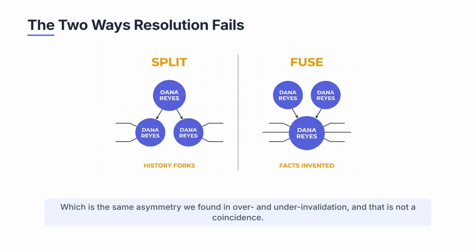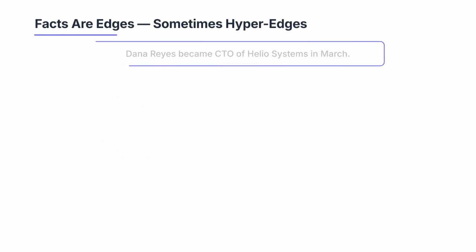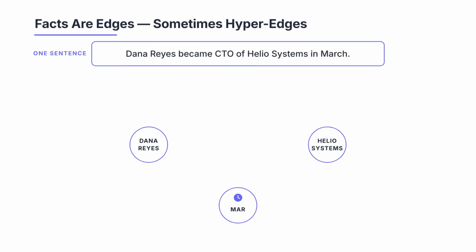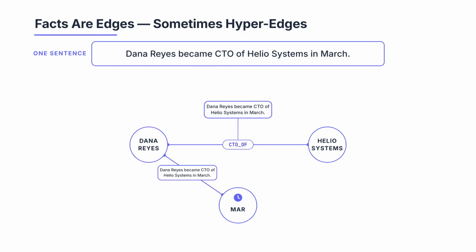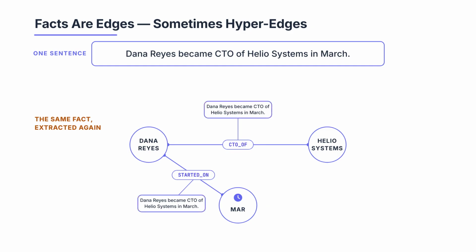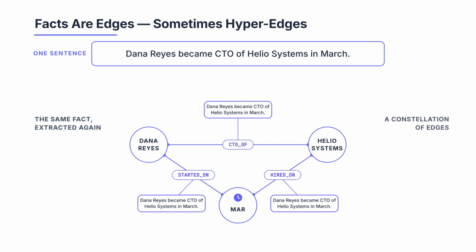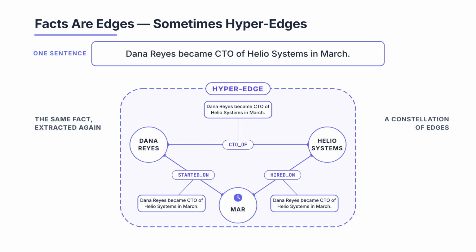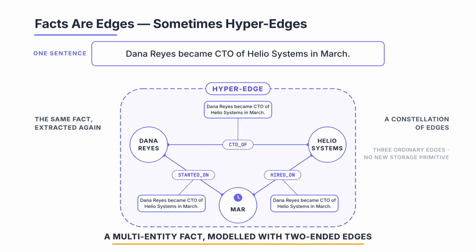A fact lives on an edge between 2 entities, which sounds limiting because plenty of real facts involve 3 or 4 things at once. Graphiti's answer is quietly clever. The same fact can be extracted several times between different pairs. Dana, Helio, and the March start date become a little constellation of edges, all carrying the same sentence. The paper calls that an implementation of hyperedges, multi-entity facts modeled with ordinary 2-ended edges, and no new storage primitive required.